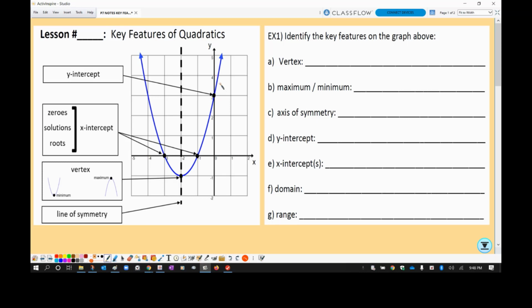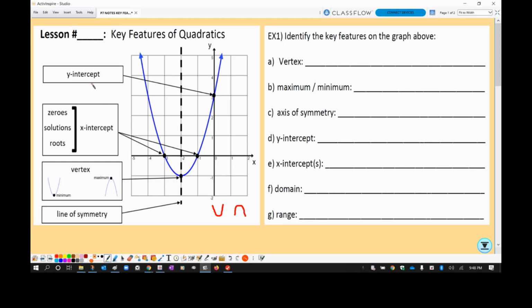Today's lesson is on key features of quadratics. This is what we call the quadratic function. It has the form of a parabola. A parabola could be like a smiley face, like the one we have here, or it could be upside down like a frown. So notice that that's what the quadratic looks like.